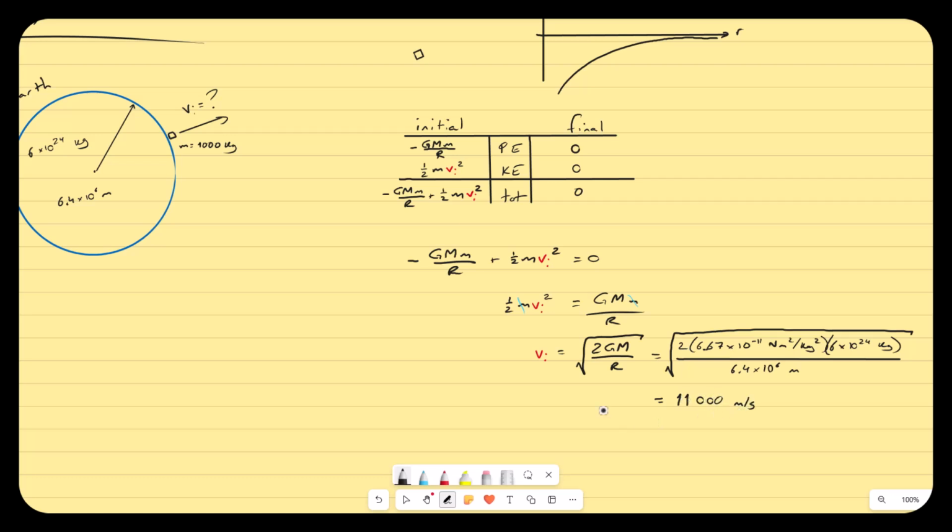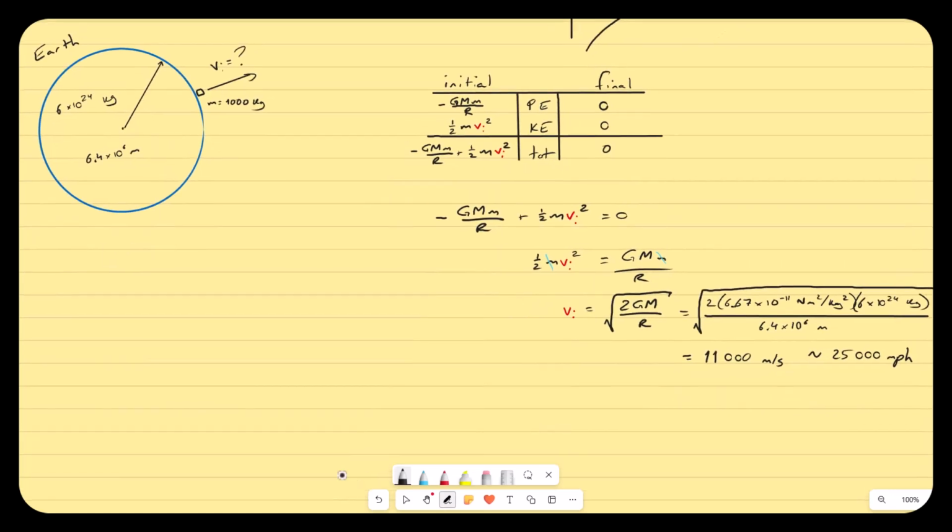It's actually a little bit faster. In case you want a conversion, 11,000 meters per second works out to be almost 25,000 miles an hour. We've got to launch this thing fast if we want it to get completely away from the planet and not come back. Now there is something that I should mention here.